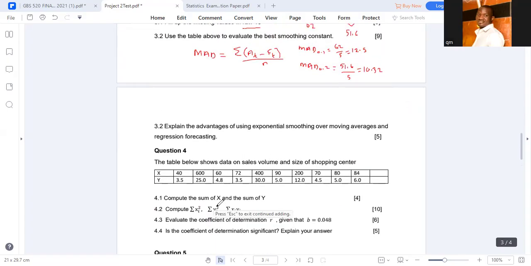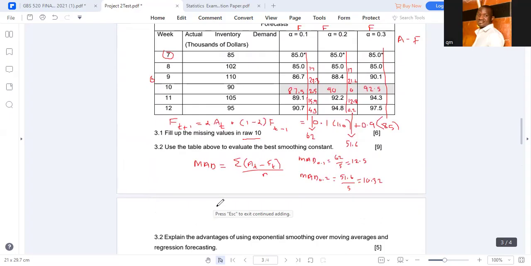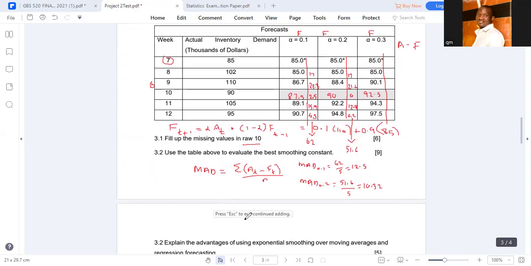All right. Then finally, the MAD at 0.3.